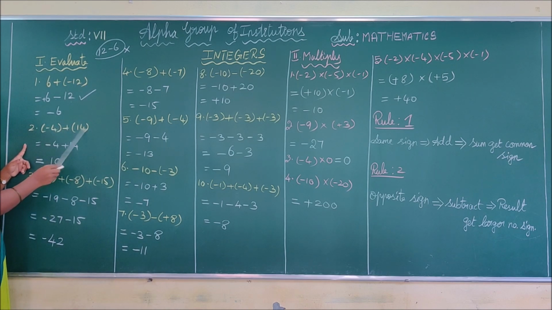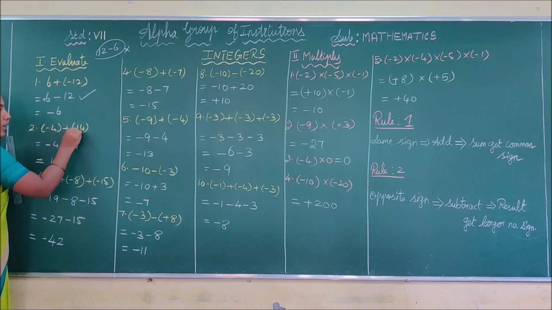See the next example. Minus 4 plus 14. Now we are going to remove the bracket. Minus 4: for the first integer there is no need to multiply the symbol. So when you remove the bracket, write the integer as it is, minus 4. Here the 14 has the symbol plus. So plus into plus only. Thus 14.